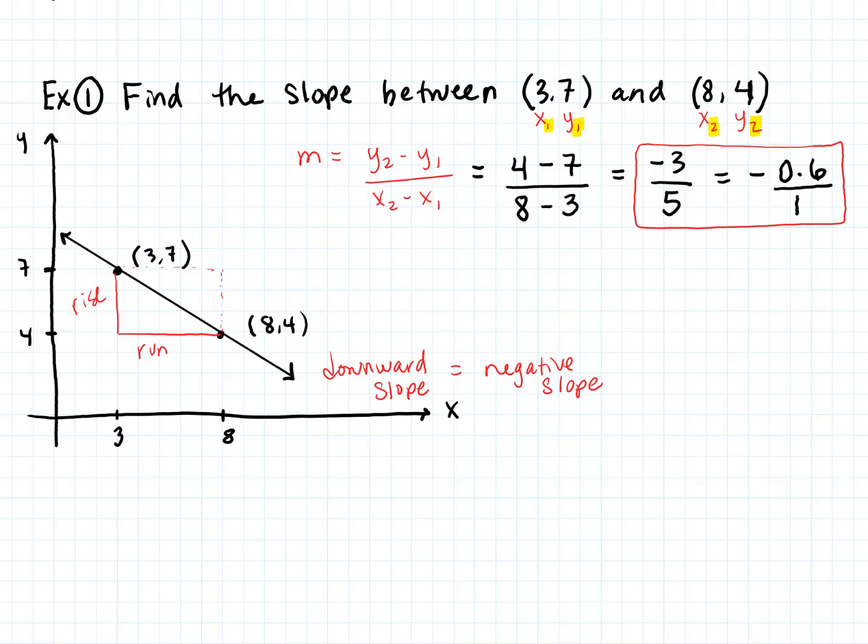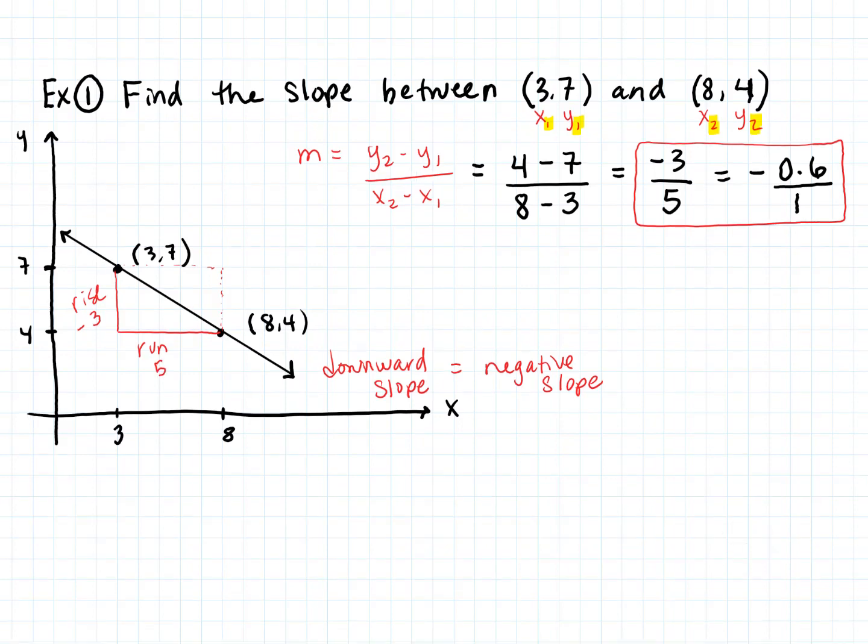Okay, by the way, I mentioned at the beginning that this should have been a downward slope, and you can see here clearly that this is a downward slope. And slope always has this context, right? We've gone down 3 units, and we've gone over, or run, 5 units. Okay, so we always have that context.